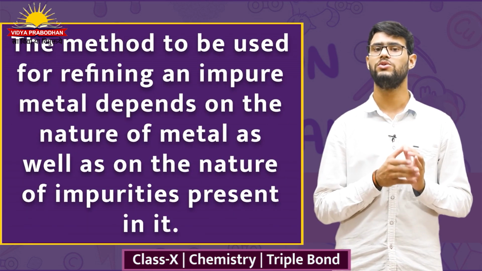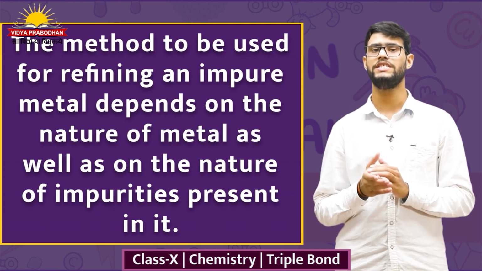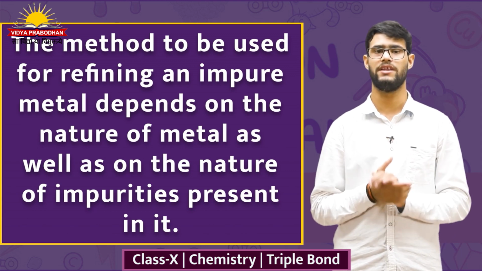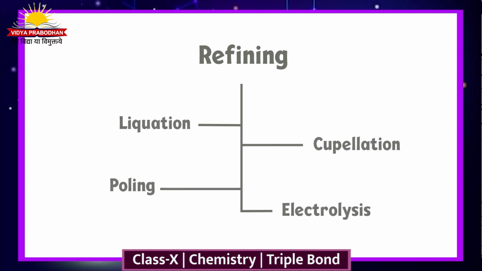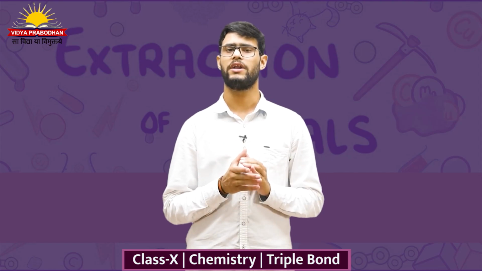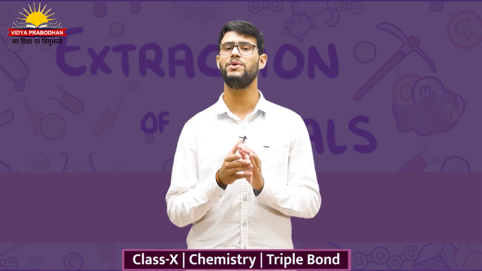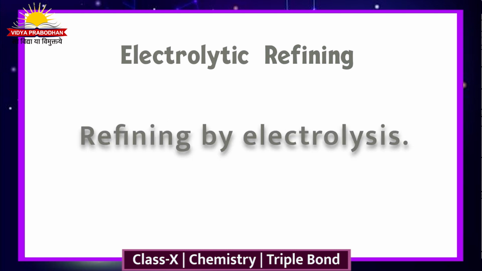The method to be used for refining an impure metal depends on the nature of metal as well as on the nature of impurities present in it. Different refining methods are used for different metals. The most important and most widely used method for refining impure metal is electrolytic refining. Electrolytic refining means refining by electrolysis.